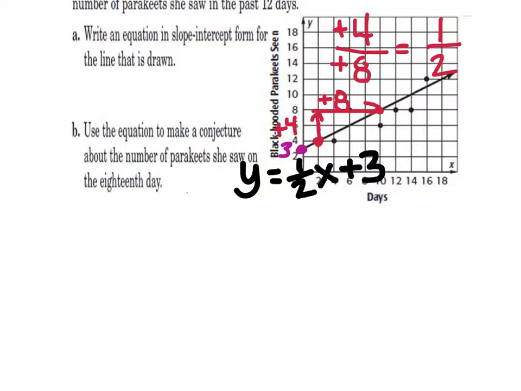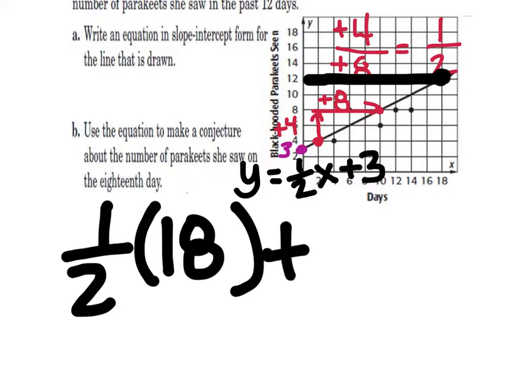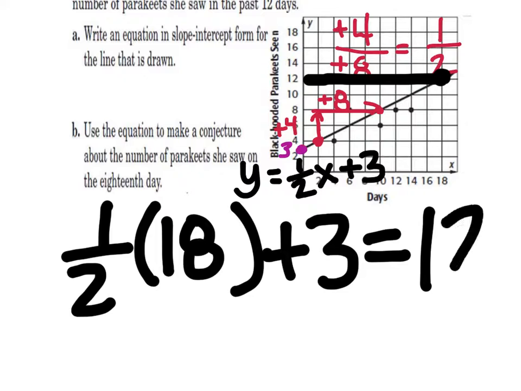You could use the line as well. You can see on the 18th day right here, it's about 12 parakeets. You could plug that into the equation too. So 1/2 times the 18th day plus 3, which is still 12. Okay, so 12 parakeets.